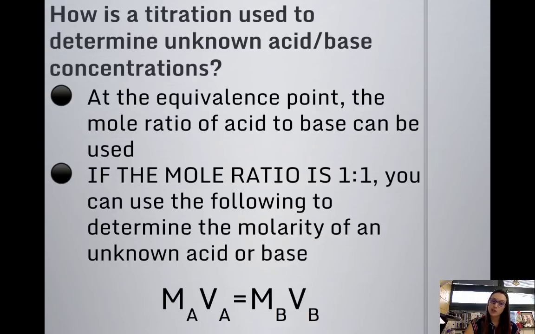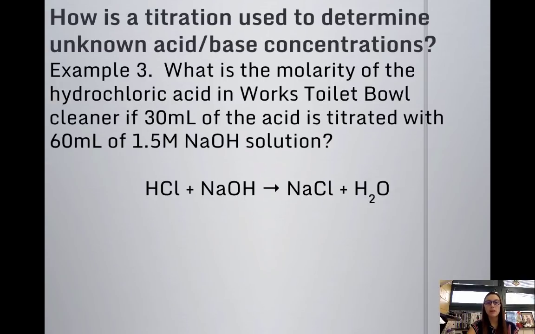The reason that this works the way that it does is because molarity times volume equals moles. And so if moles of acid equals moles of base, we can do molarity times volume equals molarity times volume. And typically, you're going to be looking for the molarity of an unknown. So you should have the volume of both and the molarity of at least one of them. So what we're going to do is look at this last example, and it's asking for the molarity of the hydrochloric acid if you have 30 milliliters of the acid titrated with 60 milliliters of 1.5 molar NaOH. So we'll take a look at this example as well.